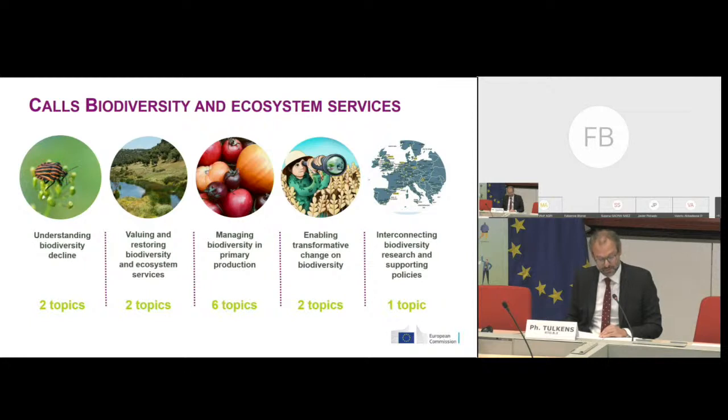The fourth heading, enabling transformative change in biodiversity, is at the core of the EU Biodiversity Strategy for 2030. It contains two topics in 2022, aiming to initiate processes, behavior changes, and actions which are transforming the way we impact biodiversity. This heading will fund socioeconomic and multidisciplinary research to accelerate transformative changes in our society that are relevant to biodiversity. The topic in the fifth heading, interconnecting biodiversity research and supporting policy, refers this year to the support of the Convention on Biological Diversity. Next slide, please.